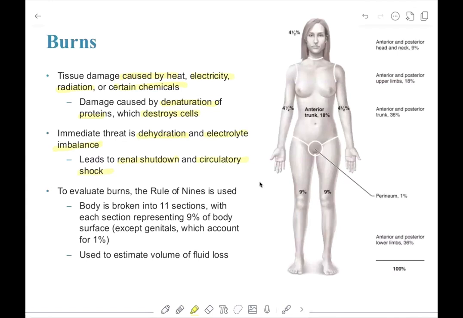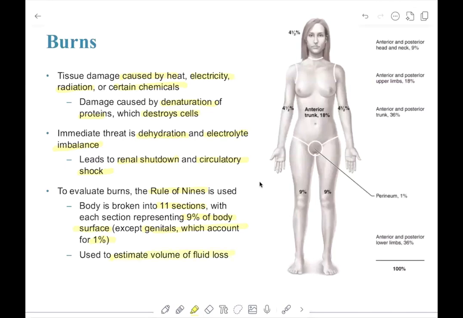To evaluate burns, what's used is what's called the rule of nines. And it's called that because it basically breaks the body up into 11 sections, with each section representing 9% of the body surface, except for the genitals, which account for 1%. And it's just used to estimate the volume of fluid loss.